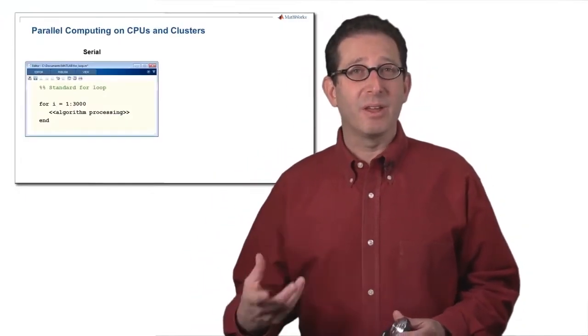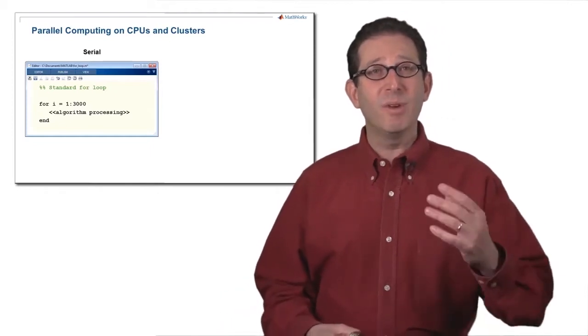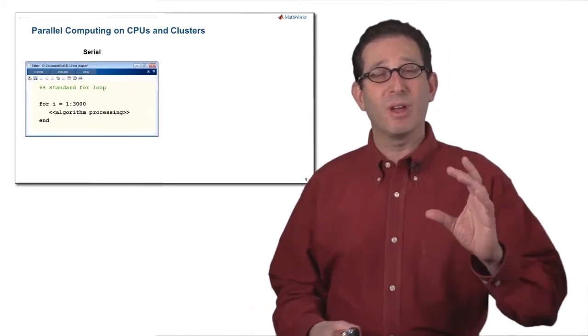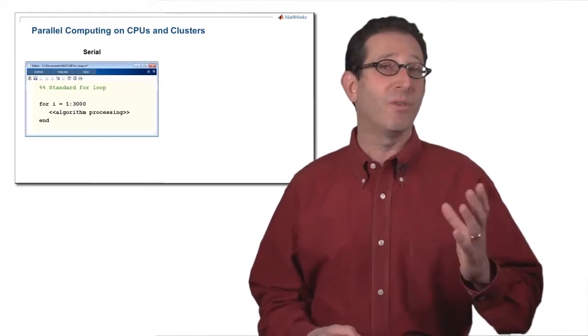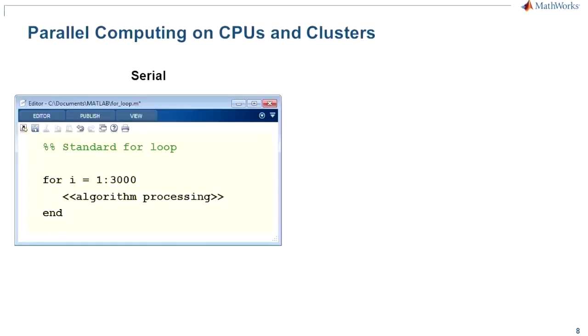The next is CPUs and clusters and running code in parallel. So here we've got some code. It's a code snippet where you've got a for loop and you're going to run some kind of algorithm 3,000 times. Now, traditionally, if you ran this code, it would run serially, which means it does i equals 1, then it does i equals 2 and i equals 3, and it sequences through all of that.